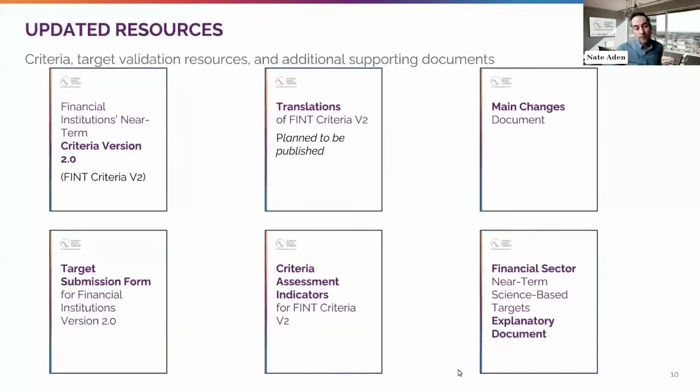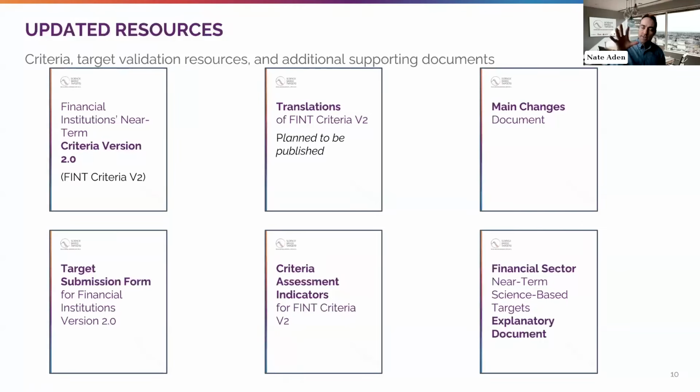There's a suite of documents that we've published with these criteria. So the first is, of course, a criteria document itself. And then we've also published a new target submission form, which is essentially a spreadsheet that financial institutions or other stakeholders can fill out for the financial institution to be validated.